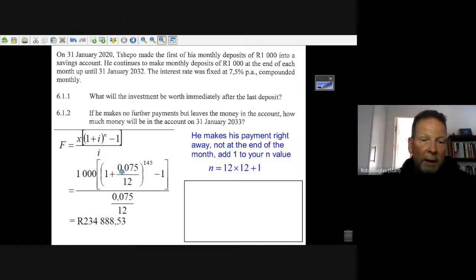There's the interest rate, 0.075 divided by 12. There's the i here. There's your x of 1,000 and minus 1. Just put it in your calculator, and there it is, 234,880 rand and 53 cents. Okay, so that's it. That's all there is to it.